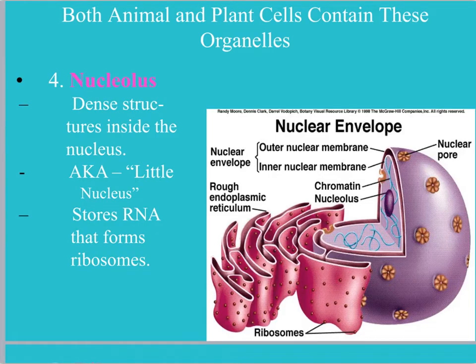So inside of the nucleus, you have the nucleolus. The nucleolus is the little ball inside of the nucleus. It's a little structure inside of the nucleus. It's also called the little nucleus. One thing that the nucleolus does is it stores the RNA that forms ribosomes. That's rRNA, ribosomal RNA. A lot of people get the nucleolus mixed up with the nucleus. The nucleolus is inside of the nucleus.